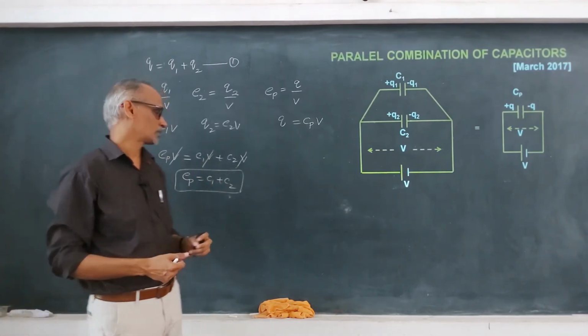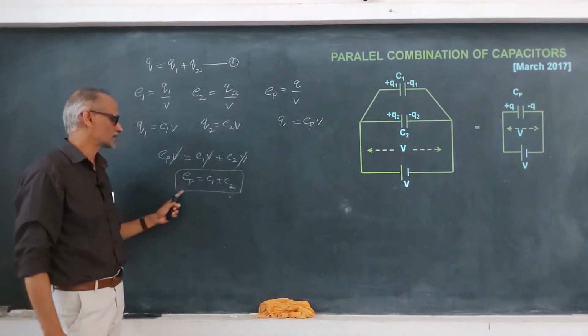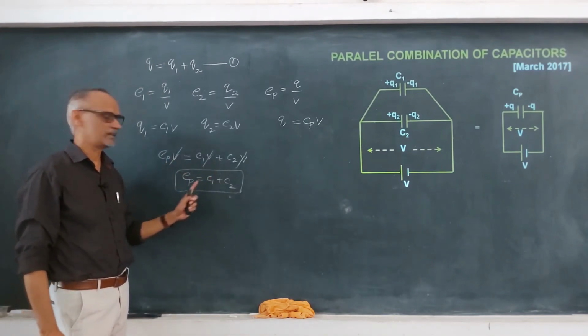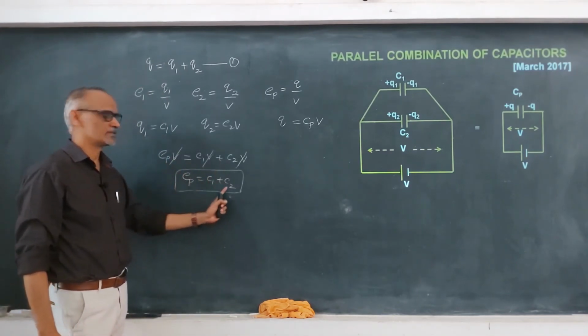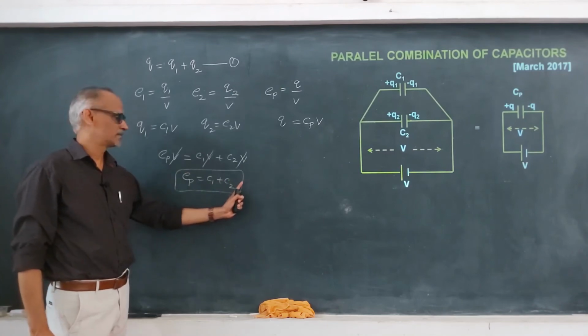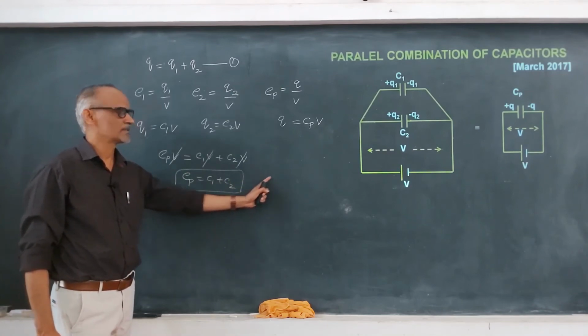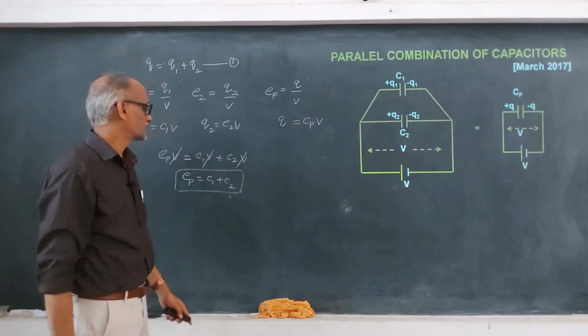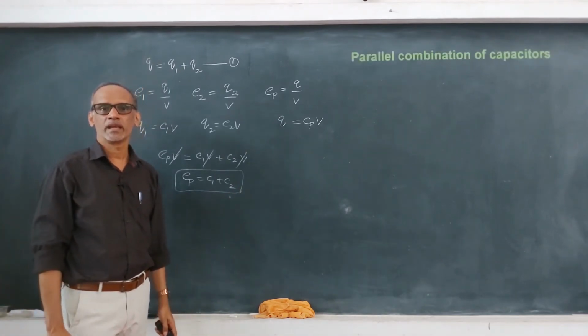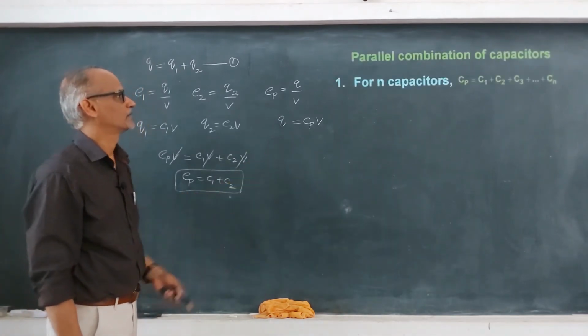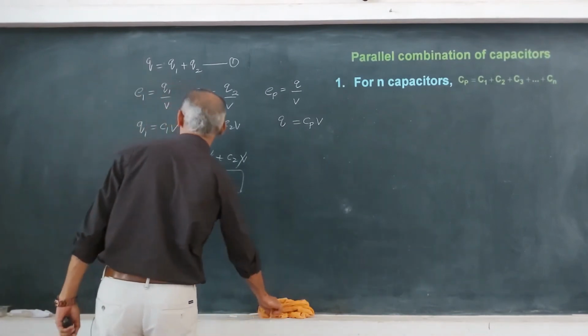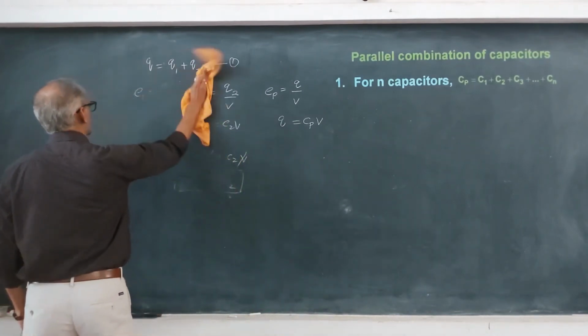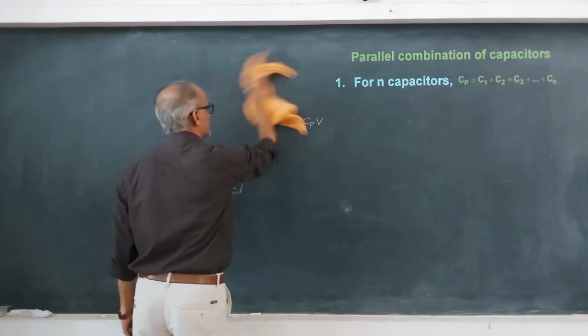In series combination, what was the equation that we got? We got 1 by Cs is equal to 1 by C1 plus 1 by C2. But here we get Cp is equal to C1 plus C2. If there is a third, plus C3, fourth plus C4 and so on. If there are n, plus Cn we get. That's how we get the equation. For n capacitors, Cp is equal to C1 plus C2 plus C3 and up till Cn. Clear?